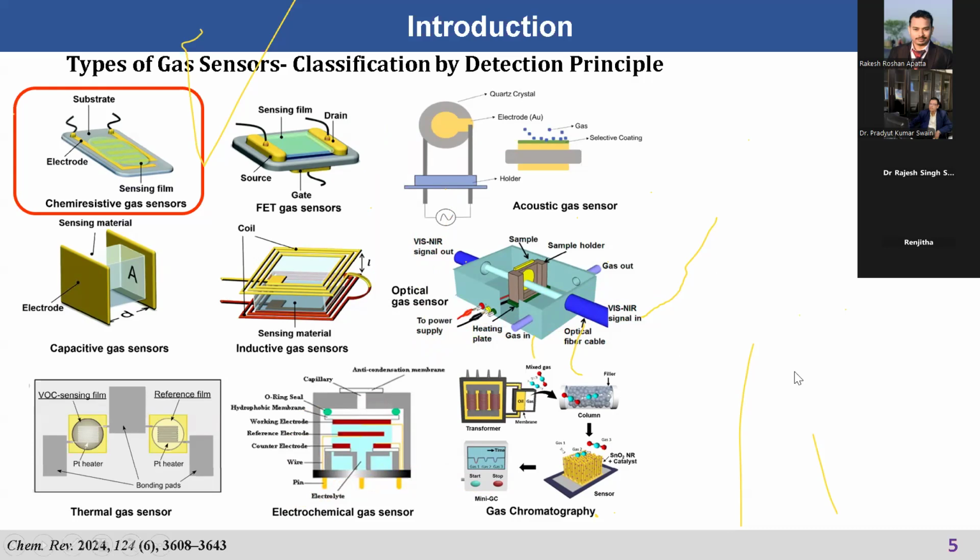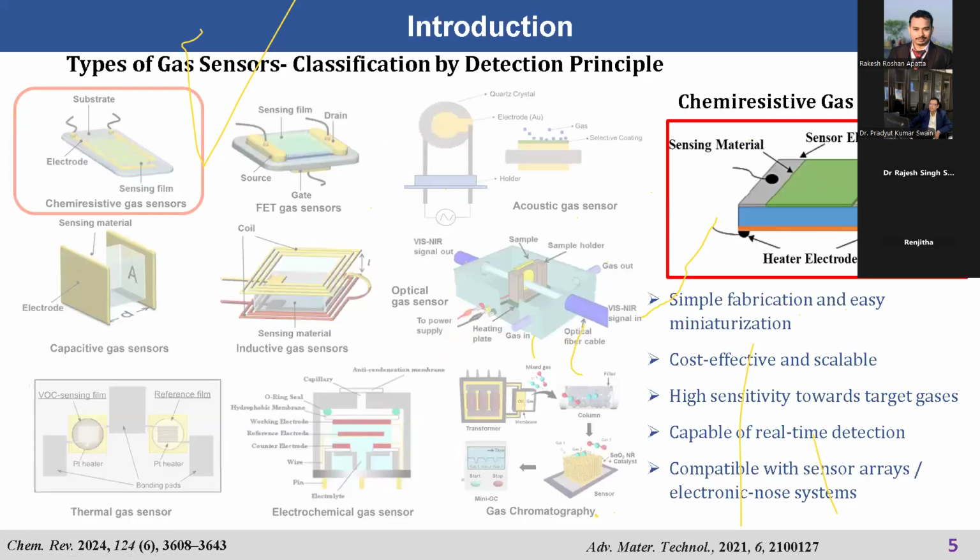As you can see, these sensors are easy to fabricate. That's why more research is being done on this, and also it is cost-effective and scalable. Scalable means industrial scale of production. It's not stopped with one sensor production at the laboratory scale. In the industrial scale, there's technology available to make hundreds of thousands of sensors at a given time, and it has a high sensitivity towards target gases, and real-time detection is also possible. And finally, it is compatible with the sensor arrays electronic node system, which I will be telling you.